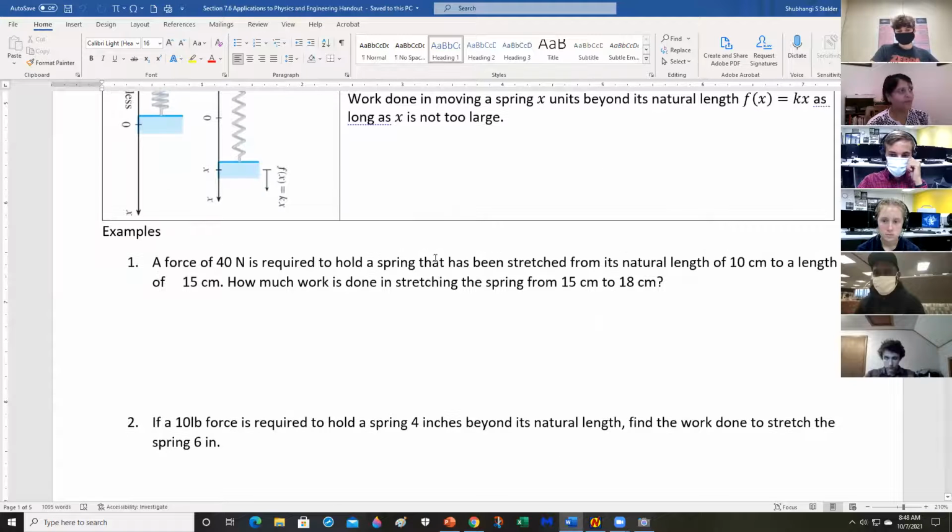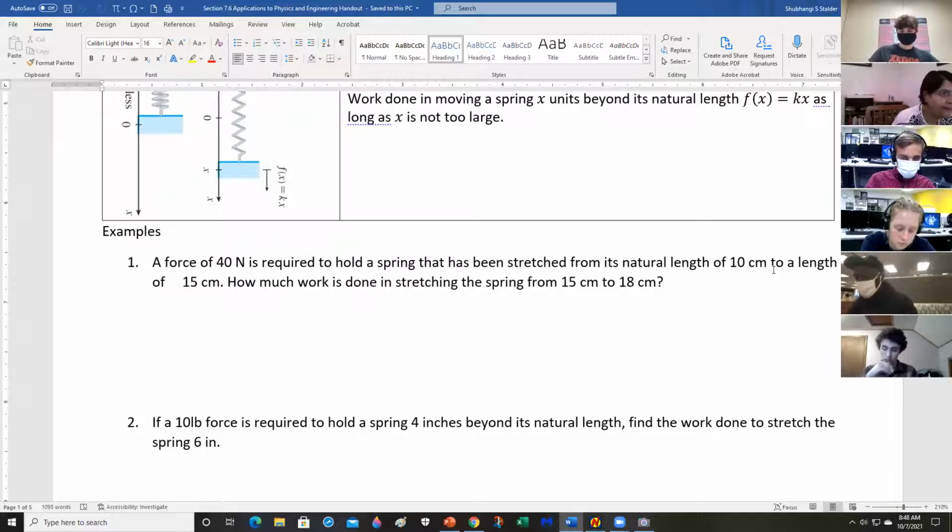So for example, let's do this first problem. Example number 1: A force of 40 newtons is required to hold a spring that has been stretched from its natural length of 10 centimeters to 15 centimeters, which means that it's stretched 5 centimeters. How much work is done in stretching it from 15 to 18?